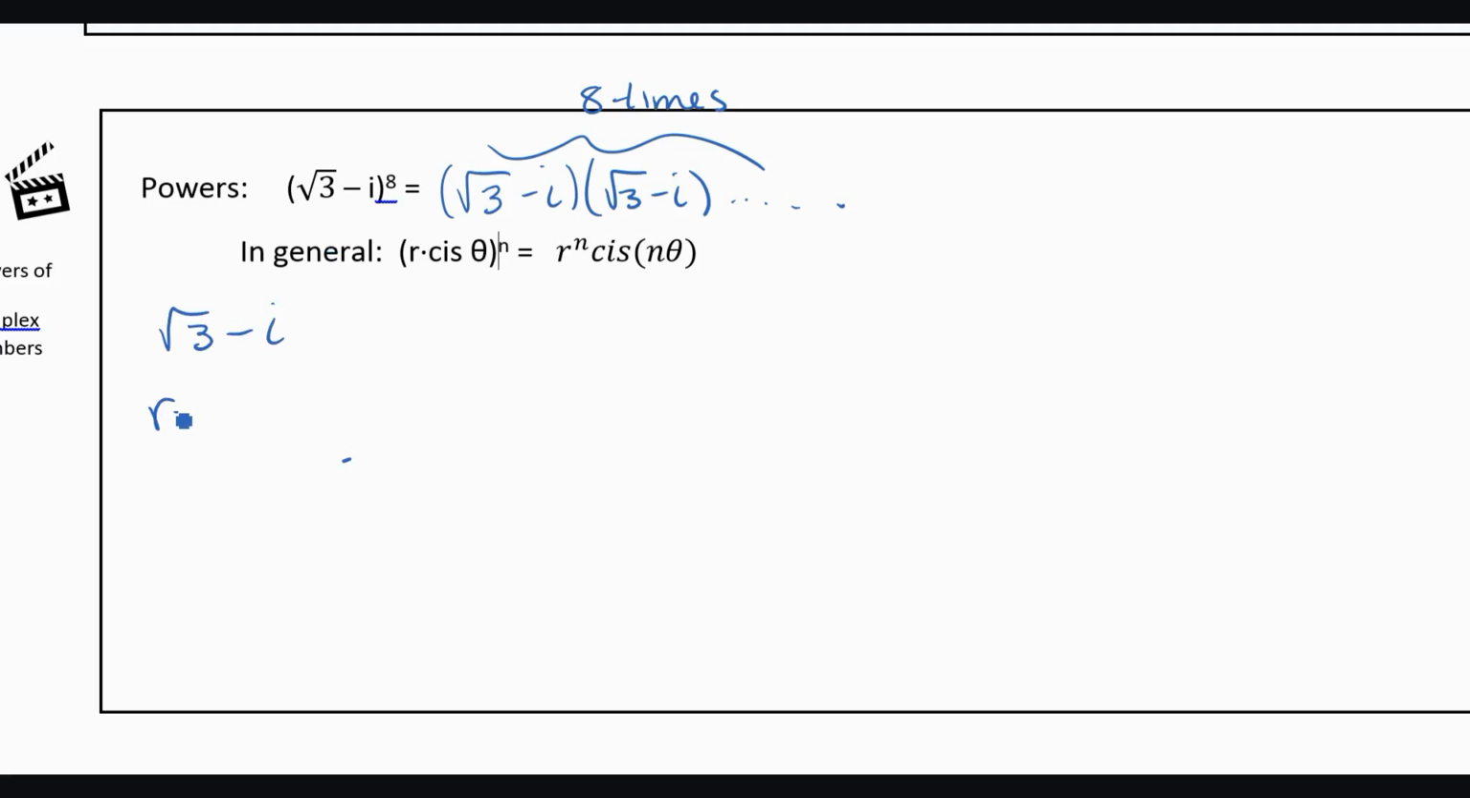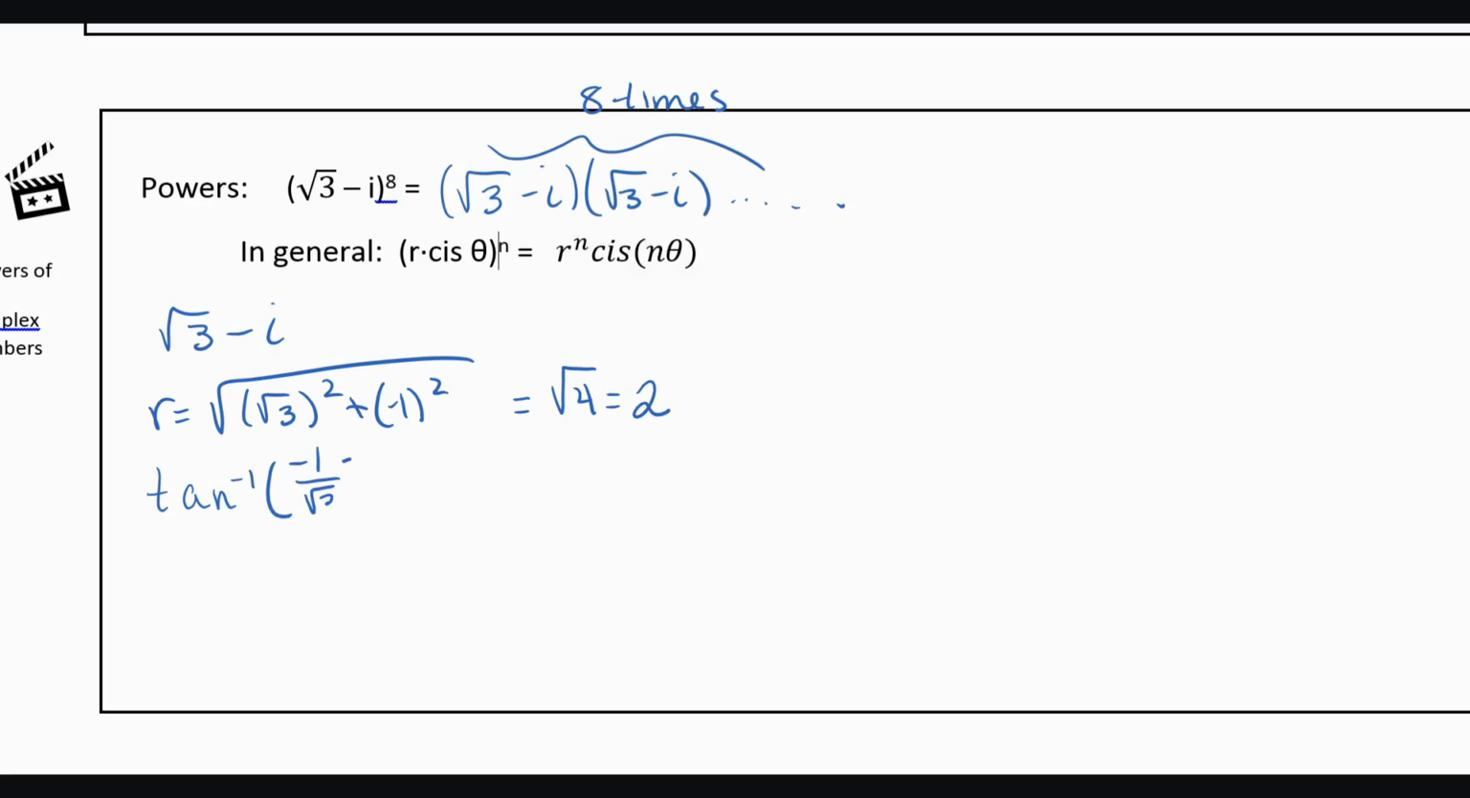So our r is going to be the square root of 3 squared plus negative 1 squared. So that'll be 3 plus 1, the square root of 4, which is 2. Now this is in the fourth quadrant. We're going to want tangent inverse of negative 1 over the square root of 3, which, remember, if you rationalize that, is the same as negative square root of 3 over 3.